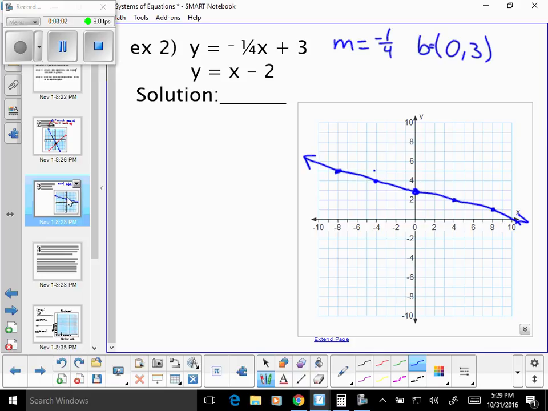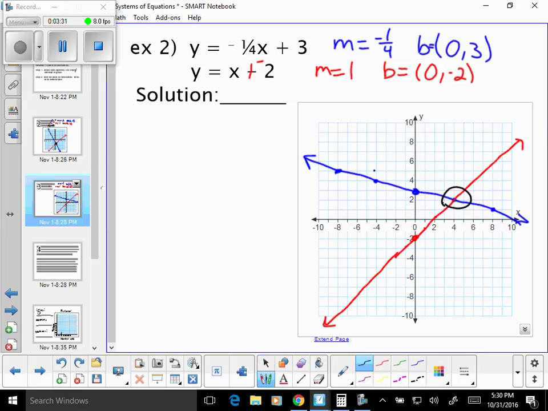That's not a very well drawn line. Hopefully yours looks better than mine. Slope here is going to be 1. Add the opposite, so my intercept is going to be 0, -2. Down 1, left 1, up 1, right 1. So it's another kitty corner line. My intersection looks a little better here. Okay. My intersection point is right there at 4, 2. And hopefully you got the same thing.